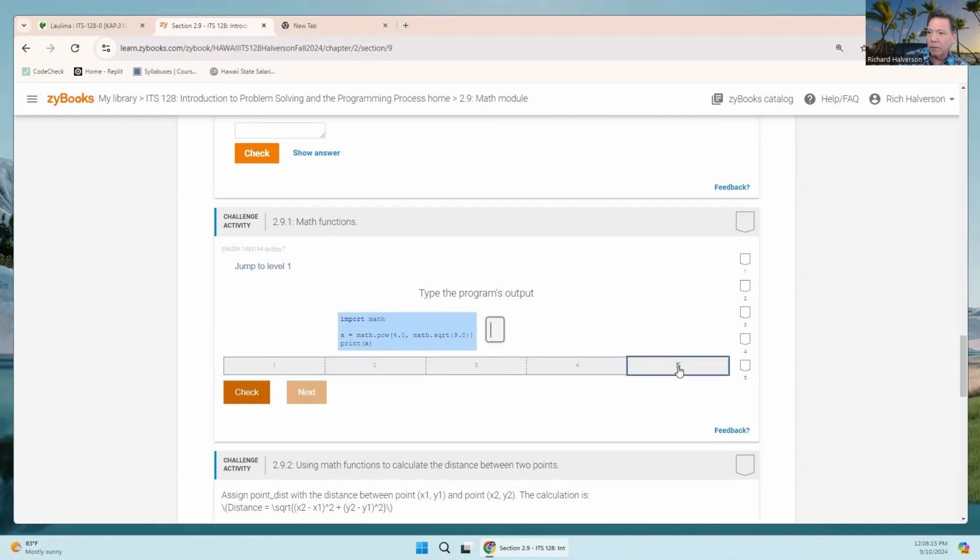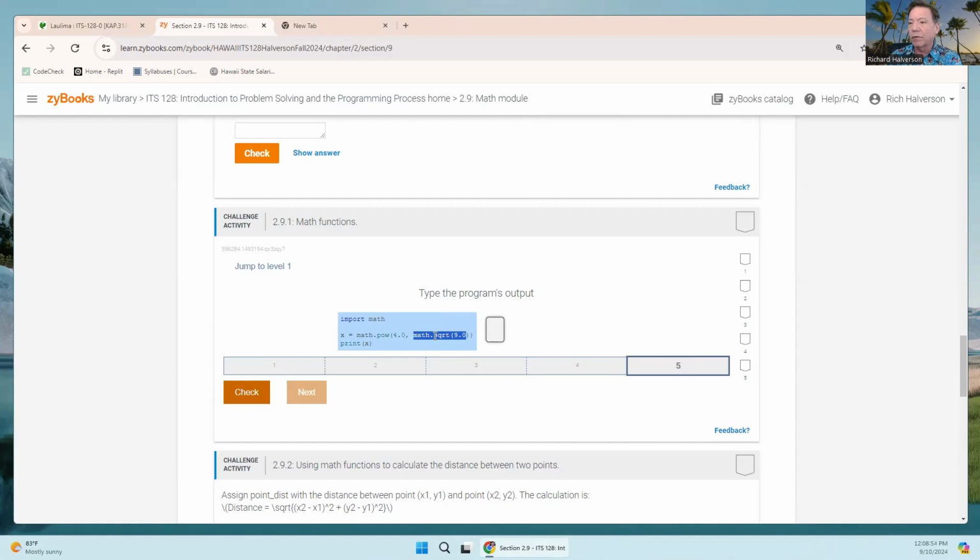Let's go up to the top one here. Here we're going to, okay, so we've learned the power function. This is the power. This is to the power of. So here we're taking some number 4 to the power of whatever this number is. Well, what is this number? It's the square root of 9. It's 3. So x is 4 to the 3rd power.